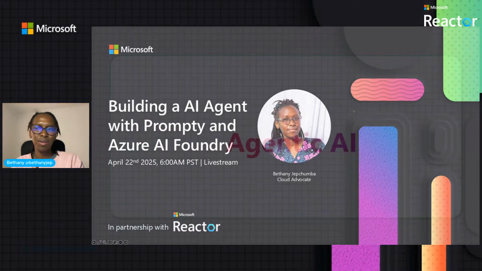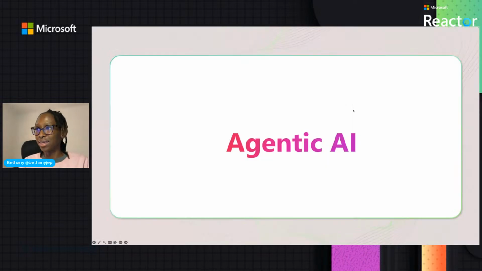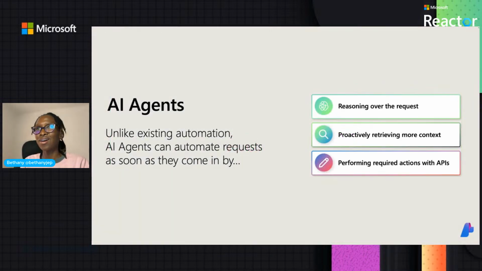But first things first, we are in this era called agentic AI, where everything is about Azure AI agents. And you might be wondering, what exactly are AI agents? Maybe this is your first session out of all the other sessions, so I'll do a bit of introduction. AI agents are automations, but automations with a plus, whereby they do not just automate a process, but they can reason over an entire request.